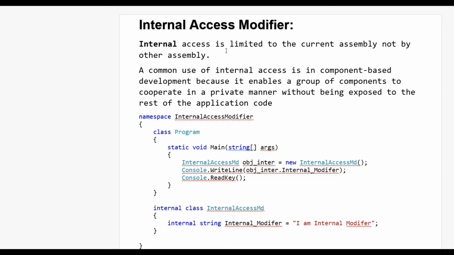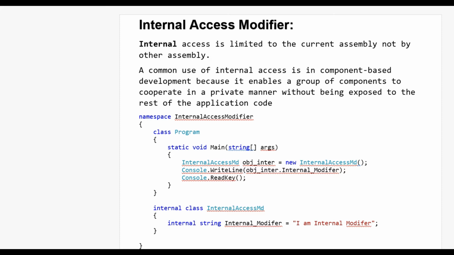Internal access modifier is limited to the current assembly, not by the other assembly. A common use of internal access is in component-based development because it enables a group of components to cooperate in a private manner without being exposed to the rest of the application code. Let us see how you can implement it.